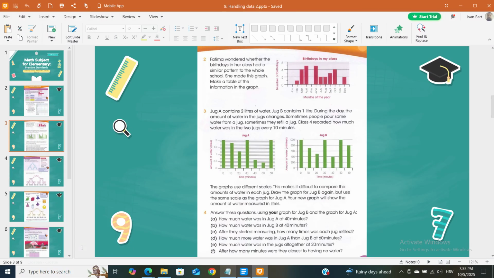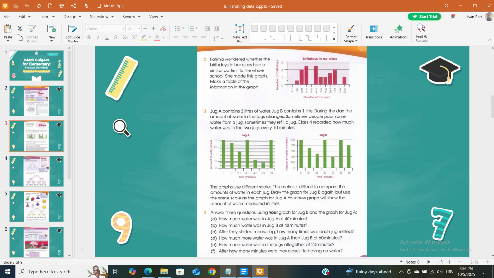3. Jug A contains 2 liters of water. Jug B contains 1 liter. During the day, the amount of water in the jugs changes. Sometimes people pour some water from a jug, sometimes they refill a jug. Class 4 recorded how much water was in the 2 jugs every 10 minutes.